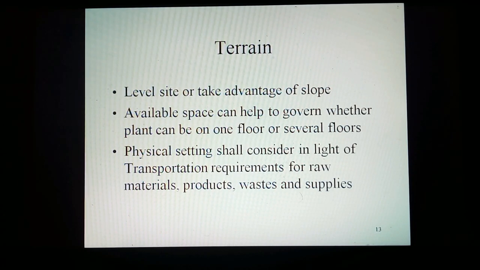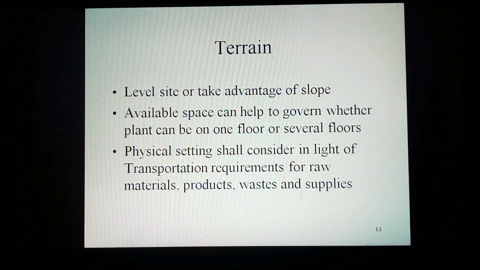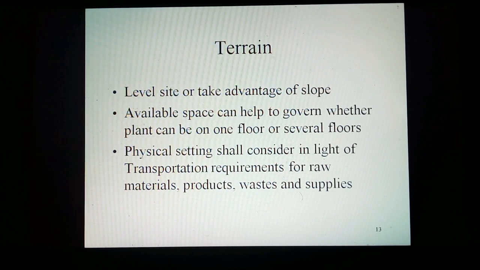Available space can help to govern whether the plant can be located on one floor or instead occupy several stories. The physical setting shall also be considered in light of the transportation requirements for raw materials, products, wastes and supplies.